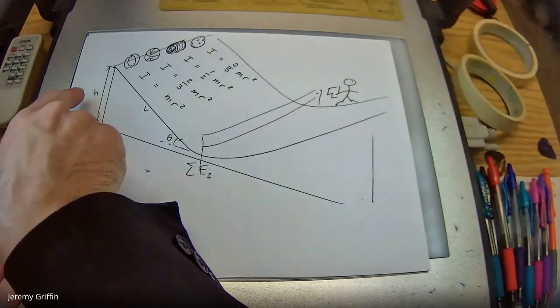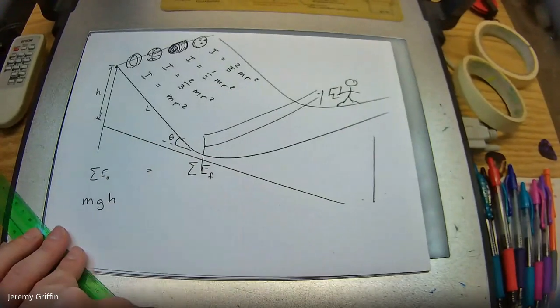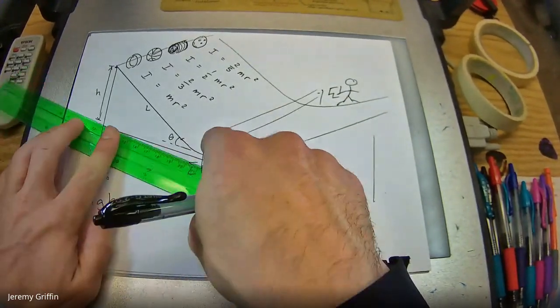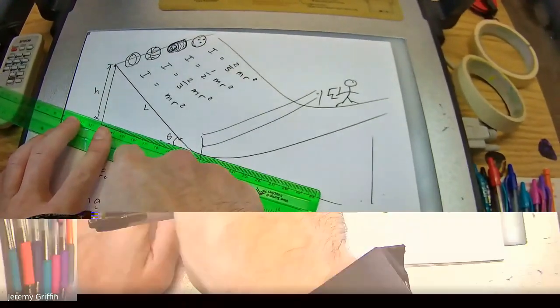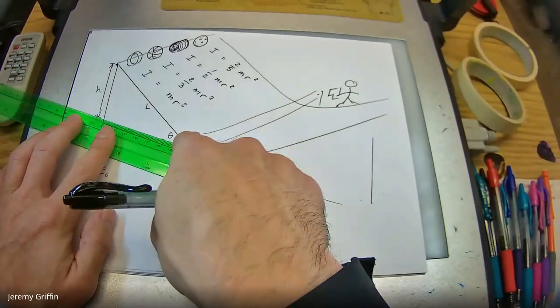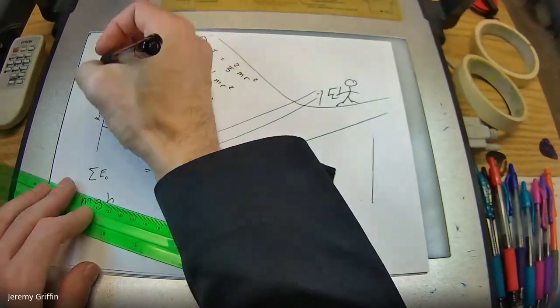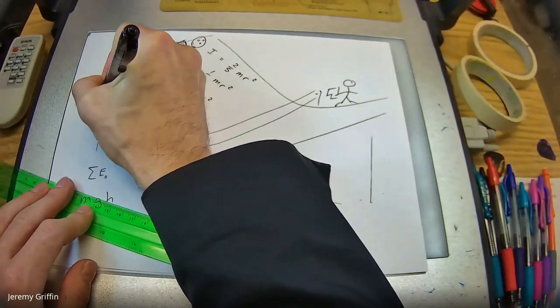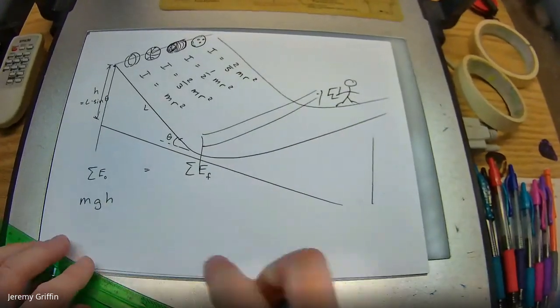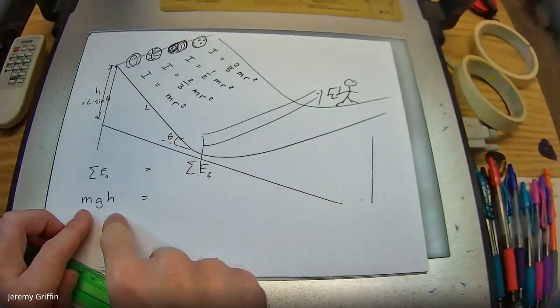Do you remember how to get h based on L and theta if it came down to that? You see a nice right triangle right here? Is h equal to L times what? Sine theta. Yeah, h is equal to L sine theta, if you had to do that extra step. Okay. Anyway, here's the source of energy, mgh.